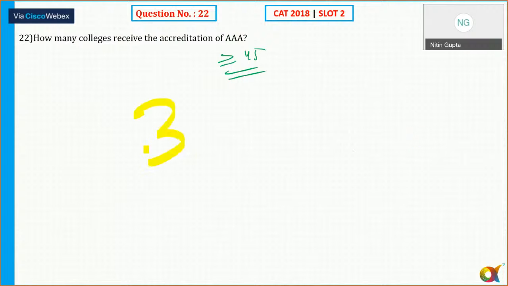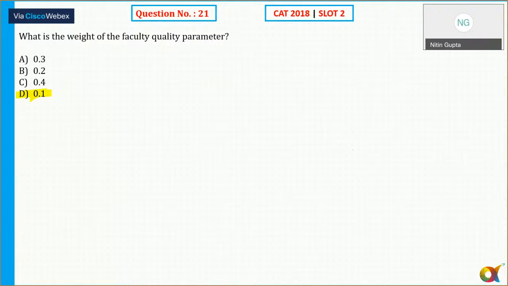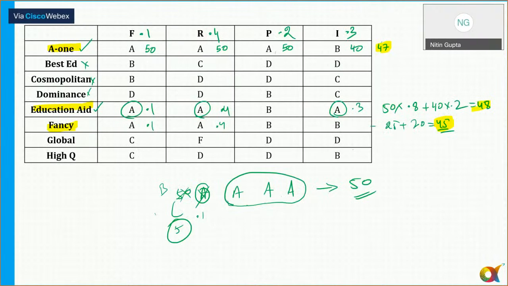Any doubts to anyone now? Clear? So there should be a minimum of 2 A's, only then this 45 will come. Because remember, if 2 of them are A and 2 of them are B, then I'm getting 45. So can we move to the next question? Next question, please tell me.